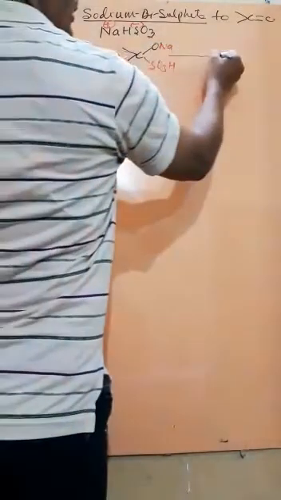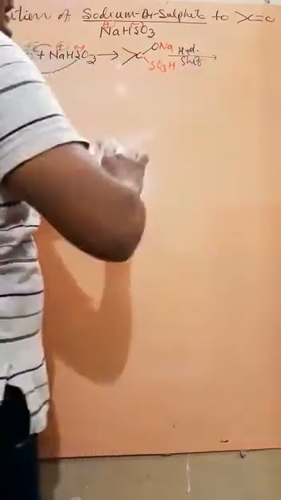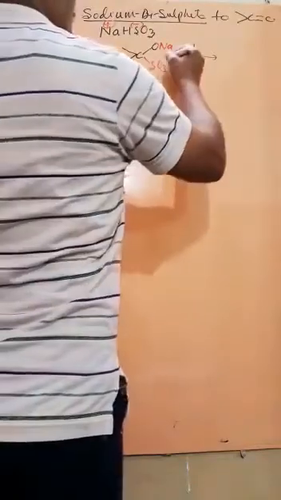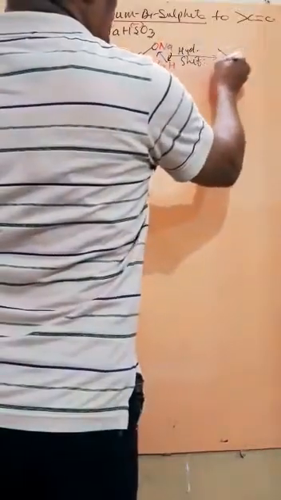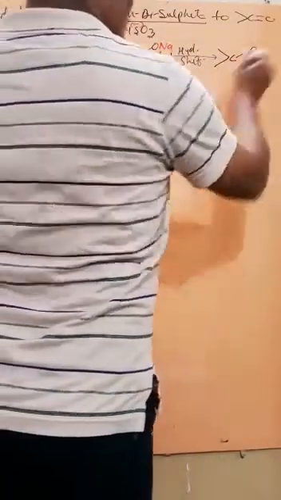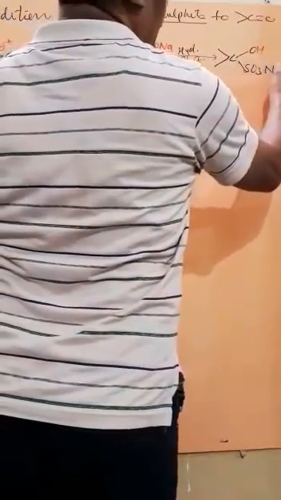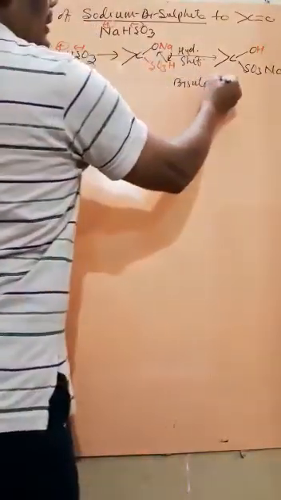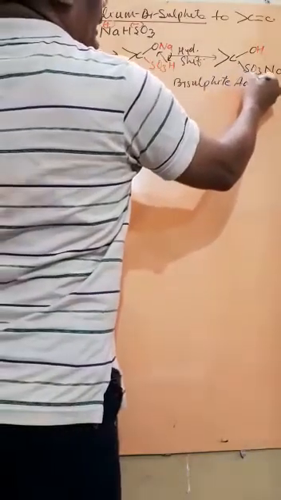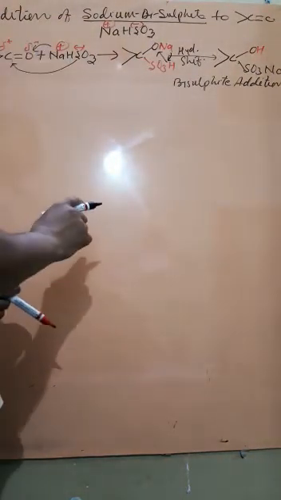Now, you know that the affinity of O is more for hydrogen. Therefore hydrogen shifting takes place here, and now the H attacks on O while Na attacks on this one, forming the main compound. Now it becomes OH, and here it will be SO3Na. This compound is called the bisulphide addition product.